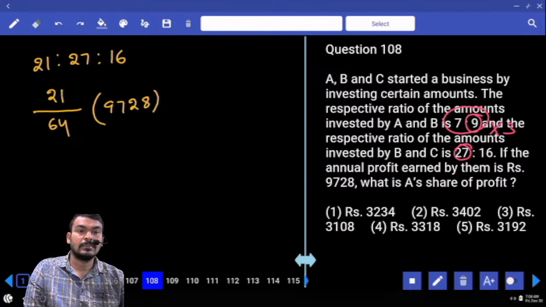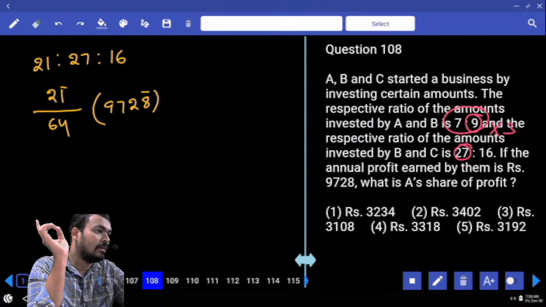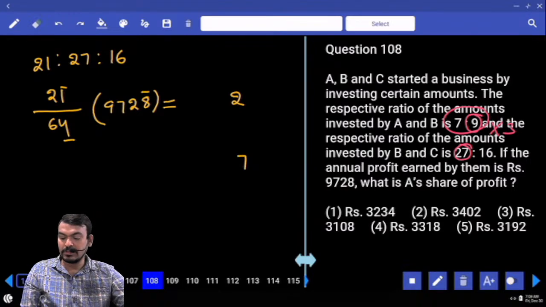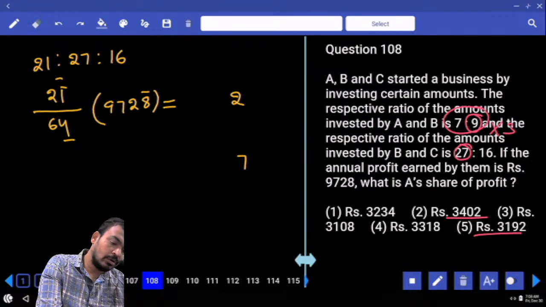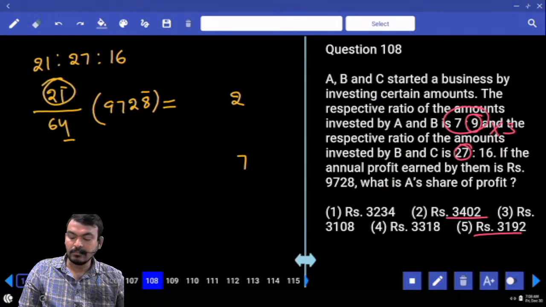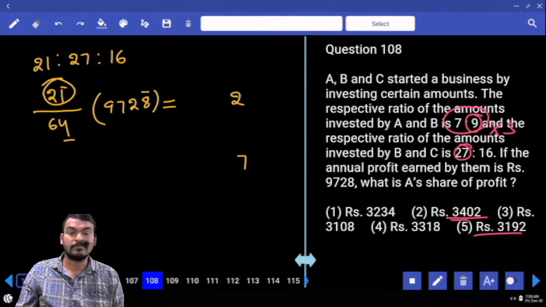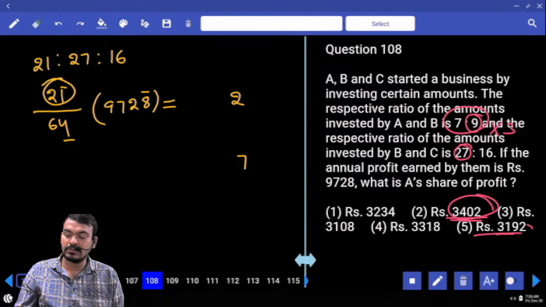Okay. First, 1 into 8 is 8. The numerator ends with 8 but the denominator ends with 4, then the answer should end with either 2 or 7. How many options end with 2 or 7? Only 2 options. 21 means it is a 7 multiple or 3 multiple also. First verify the 3 multiple. 3 plus 4, 7 plus 2, 9. It is a 3 multiple. Next 3192: 3 plus 1, 4 plus 9, 13 plus 2, 15. It is also a 3 multiple.